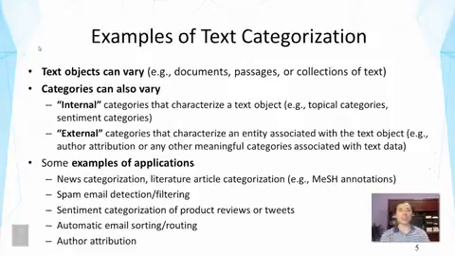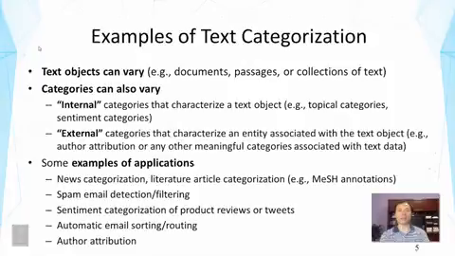The other kind is external categories that can characterize the entity associated with the text object. For example, authors are entities associated with the content that they produce. And so we can use their content to determine which author has written which part, for example, and that's called author attribution. Or we can have any other meaningful categories associated with text data, as long as there is a meaningful connection between the entity and text data.